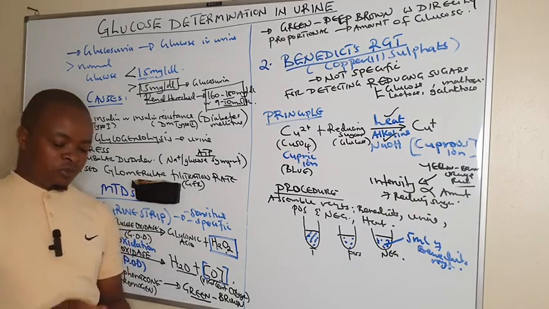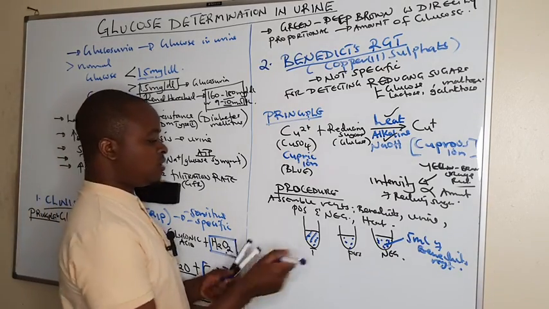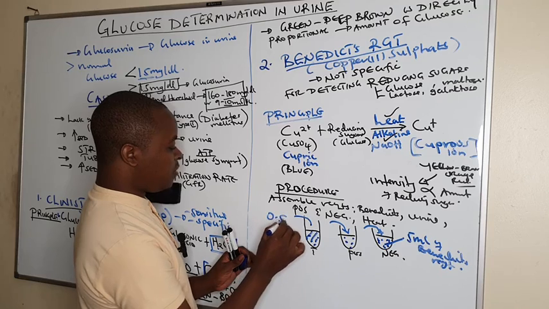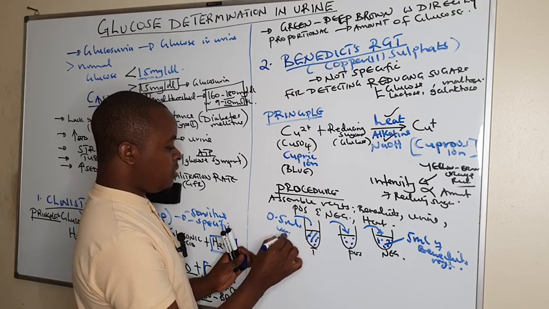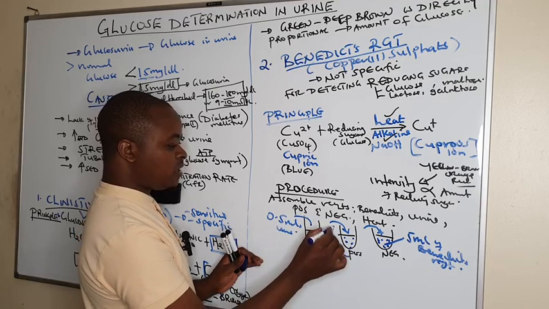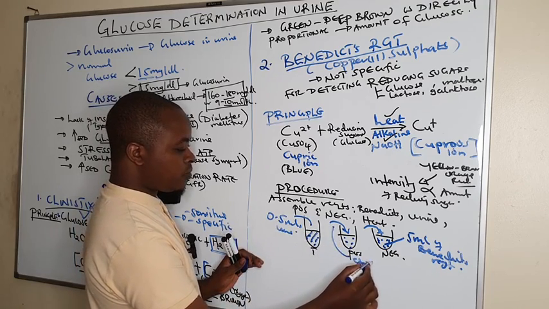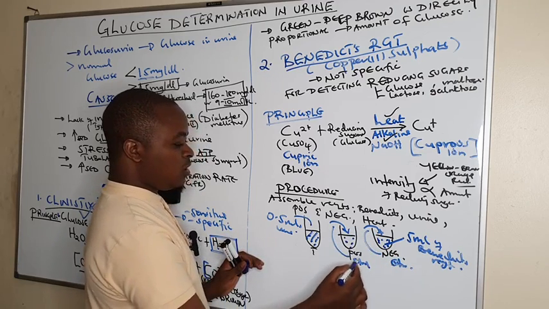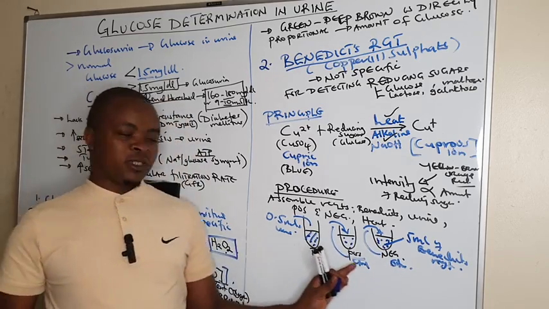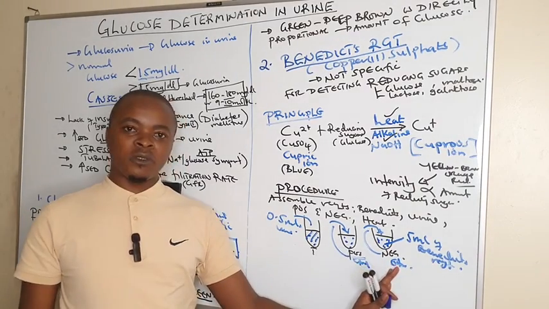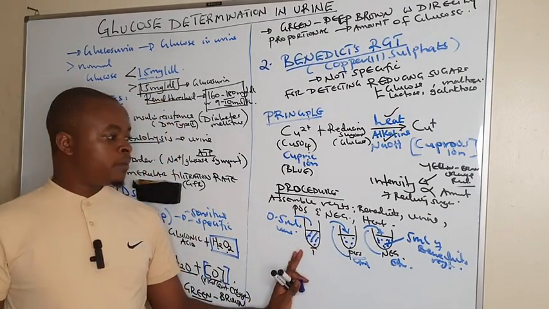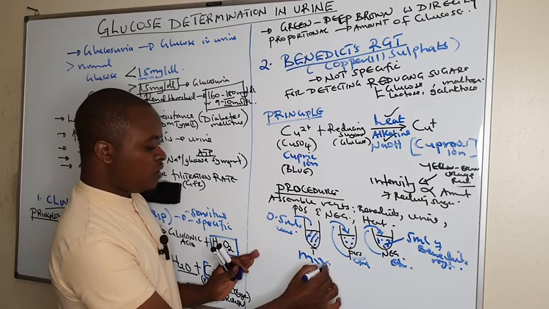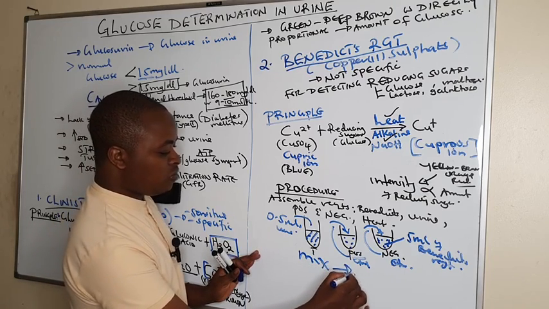After putting it in each tube, you're going to add 0.5 mils of urine. Here I have 0.5 mils of the positive control, and here 0.5 of the negative control. This one is the one known to have glucose in urine, and this is the one known to have no glucose in urine. And this is the test which you don't know. So after adding, you mix. Then after mixing, you boil.